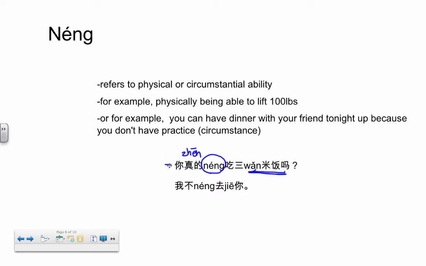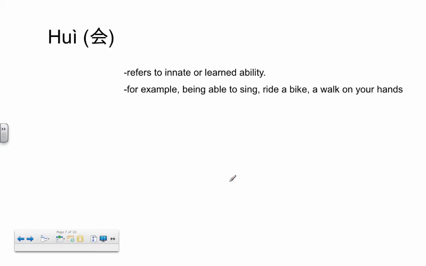The second example is 我不能去接你. I can't go and pick you up. I can't go and fetch you. Why? It doesn't say in the sentence. Maybe because I'm busy, maybe because I have other plans. But for whatever reason, because of the circumstances, I cannot go and get you. Okay, and we'll practice this tomorrow, but there's 2 examples for you. And that's 能. And the second is 会.